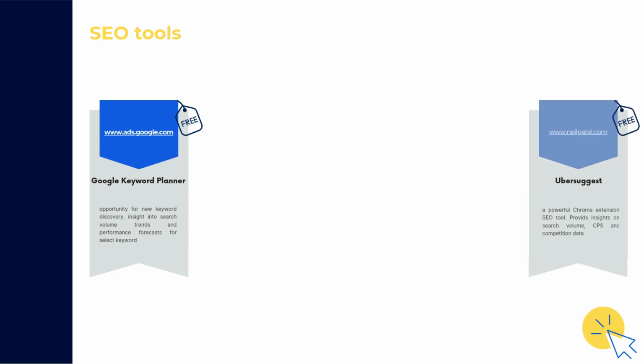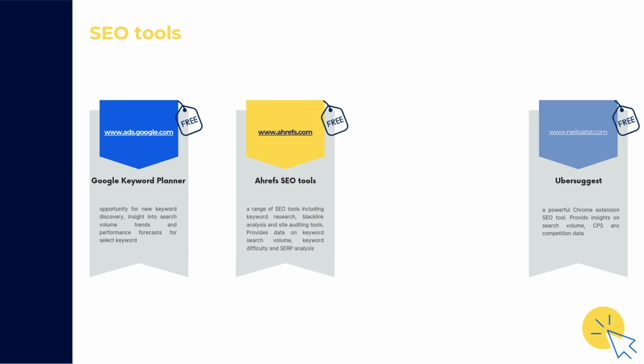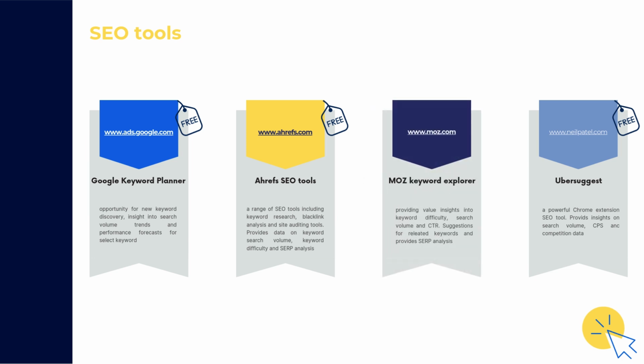Ubersuggest is another free tool that not only provides search volume and competition data, but also works across platforms like YouTube and Amazon, giving you broader insights if you're targeting different markets. Ahrefs is more advanced and offers powerful features for keyword research, backlink analysis, and site audits. It's ideal if you're serious about growing your site's authority. Finally, there's Moz Keyword Explorer, which provides valuable insights like keyword difficulty, search volume, and click-through rates. It's a fantastic option for finding related keywords and improving your SEO strategy.